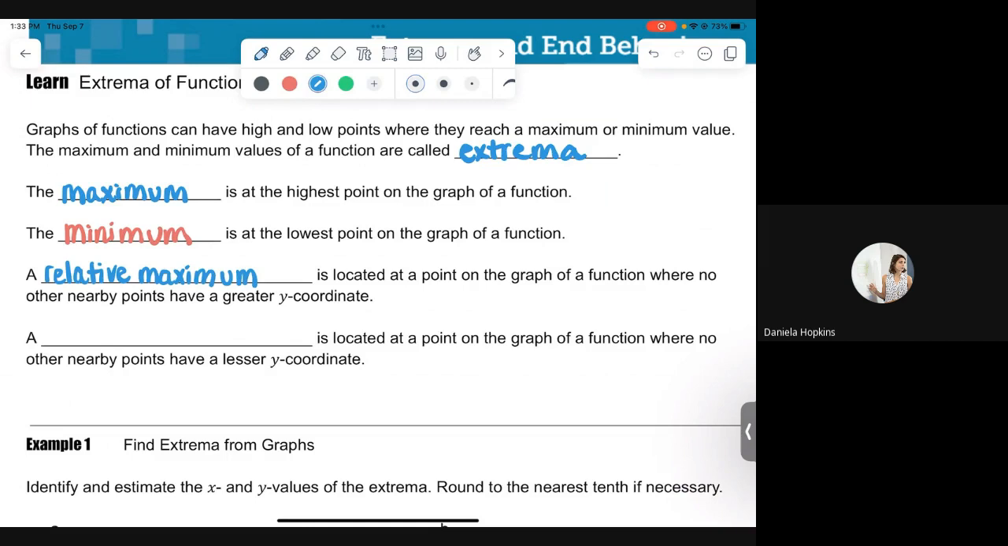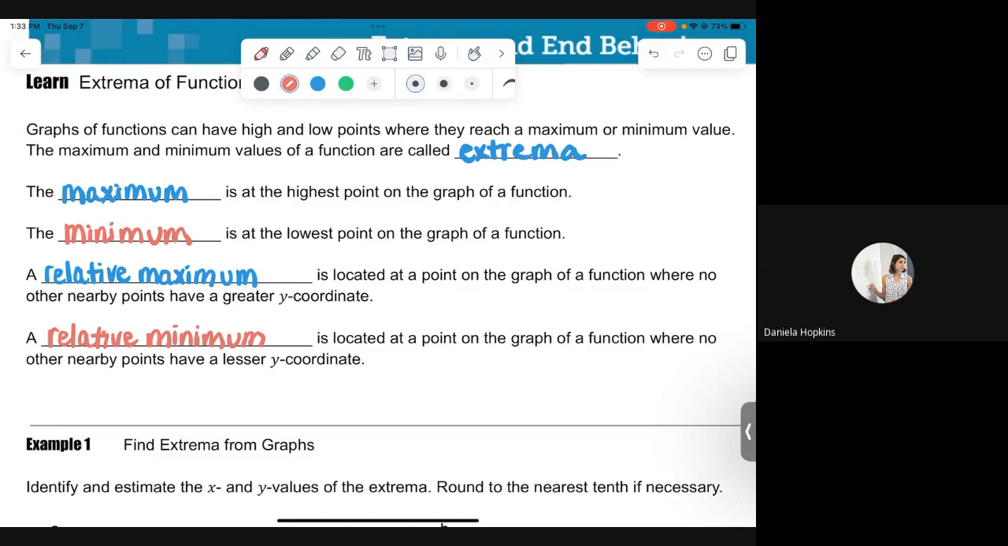So if we have relative maximums, we must have relative minimums. So a relative minimum is located at a point on the graph of a function where no other nearby points have a lesser y coordinate. So these will be little dips.